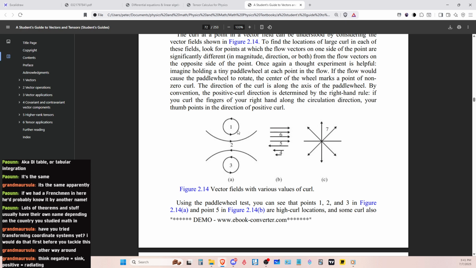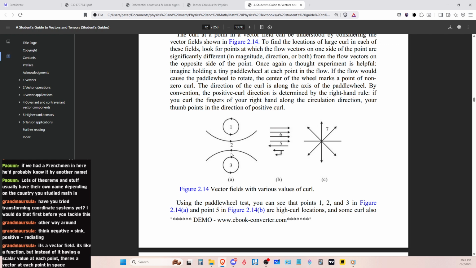So we have one current up here, and two. So I'm guessing the paddle wheel is up here, in between 1 and 3, and then 1 and 3 are acting as currents over here. It's a vector field, like a function, but instead of having a scalar value at each point, there's a vector at each point in space, right?